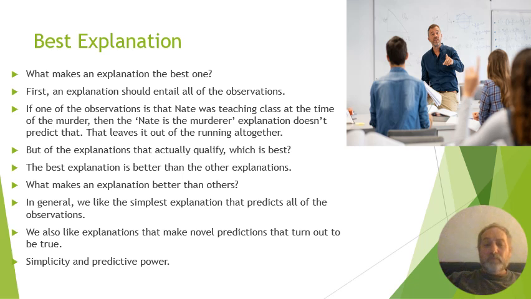We also like explanations that make novel predictions true, right? Again, so if Nate is the murderer, you might say, I predict that we might find more evidence at his house if we search his house. And if you go to my house and you find, whatever, some of the victim's blood at my house, right? Then that's evidence for that explanation. So we like simplicity and we like predictive power. That's what makes for a better explanation.